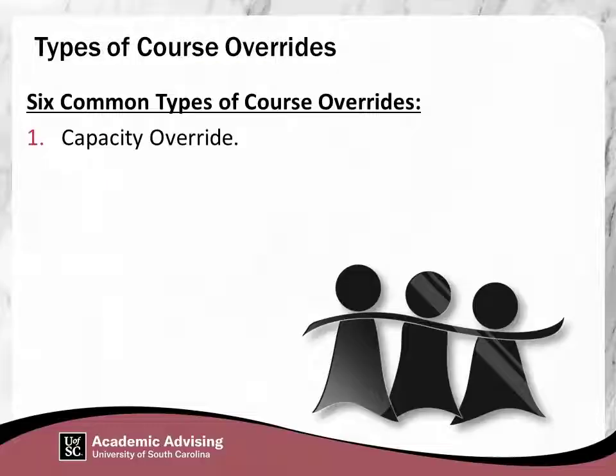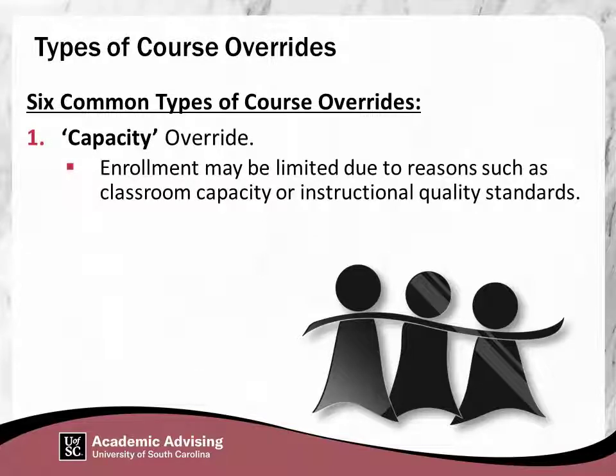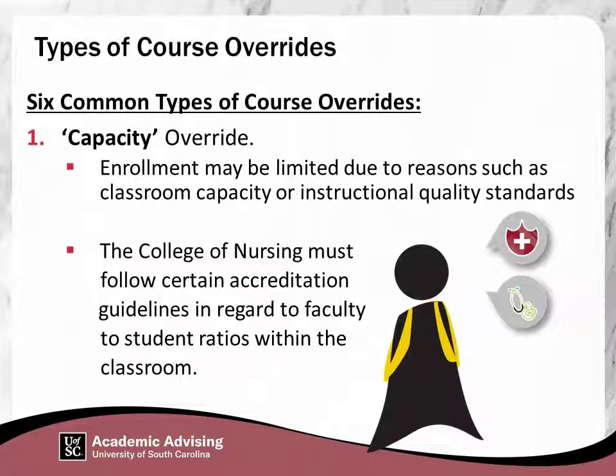1. Capacity override. One of the most common requests for an override is the capacity override to get into a course or a section of a course that is full. Enrollment may be limited due to reasons such as classroom seating capacity or instructional quality standards. For example, the College of Nursing must follow certain accreditation guidelines in regard to faculty-to-student ratios within the classroom.